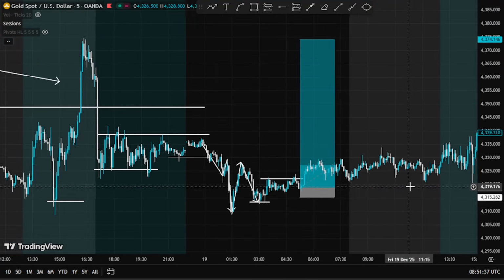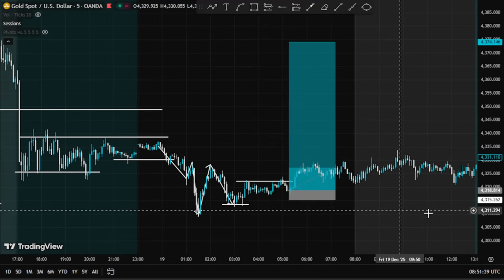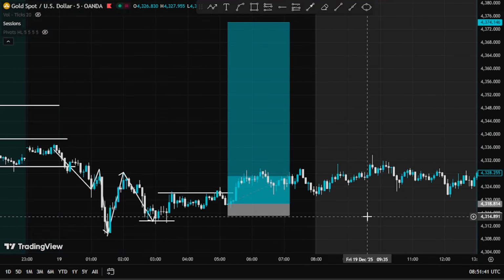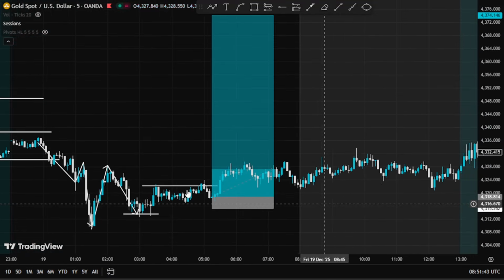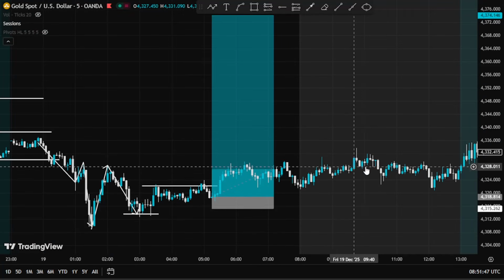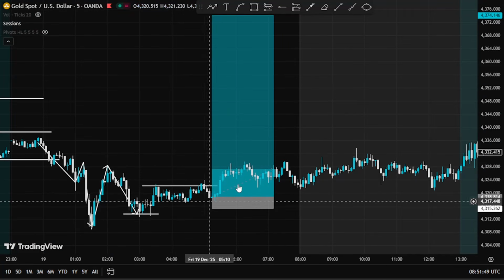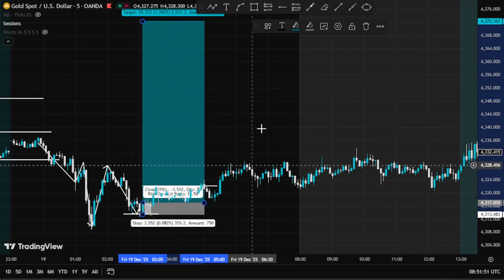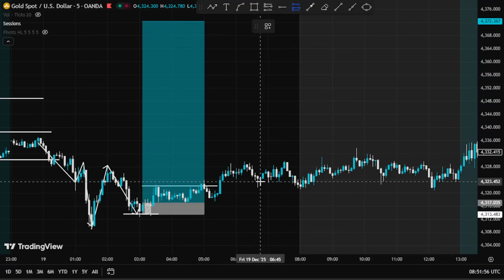But let's say you didn't enter outside of session, you don't want to take risks. I can see that when price came into session, it was giving us higher lows. So if you didn't enter here, you could have entered here. Okay, so here, let me put this. You could have entered here because this is about an hour and 15 minutes before landing session.